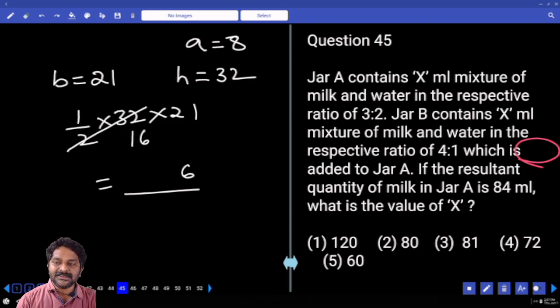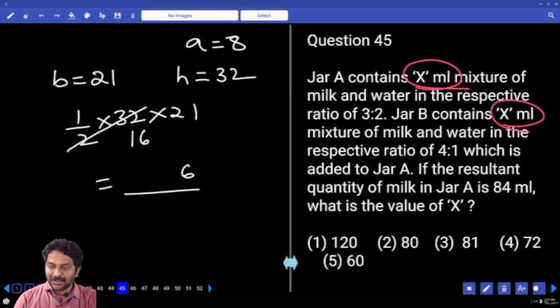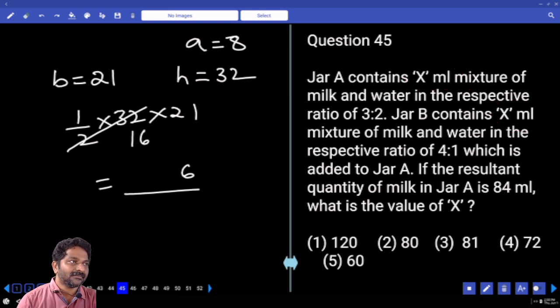Jar A contains X ml mixture of milk and water in the respective ratio 3:2. Jar B contains X ml mixture of milk and water in the ratio 4:1. So that means the total quantity that we have in jar A, comma, jar B, both are the same. X ml, you are not following. Yes, that's what I was also telling you. You are not following.